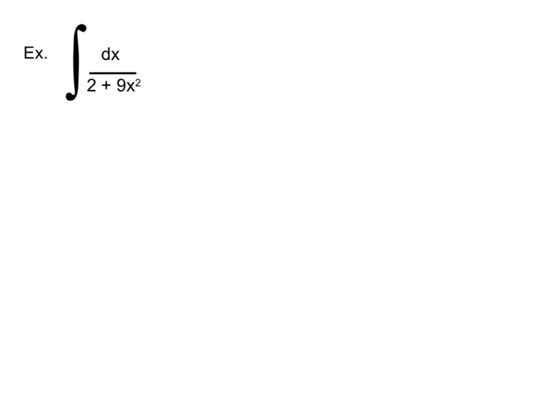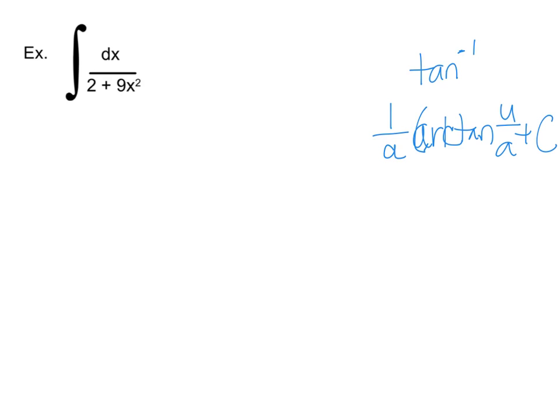Okay, on this next one, we see that there's no square root in the denominator. So this is probably inverse tangent. Inverse tangent is going to be 1 over a, arc tan, u over a plus c. So that's what we're after. We need to look at what u is. u squared is 9x squared, so u is going to be equal to 3x.